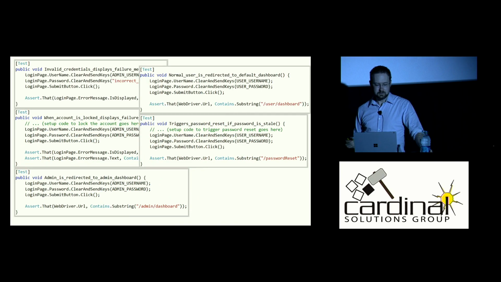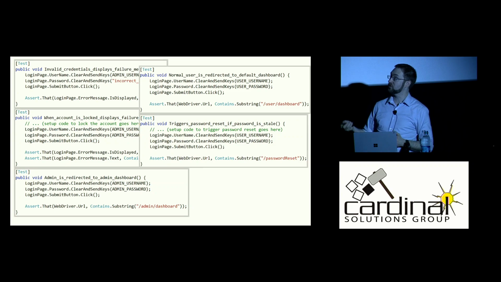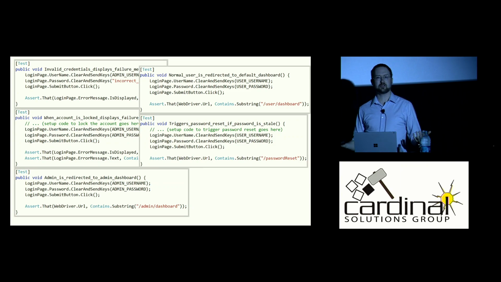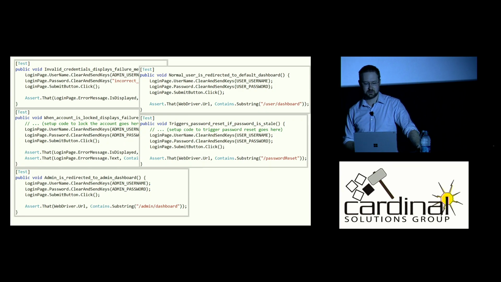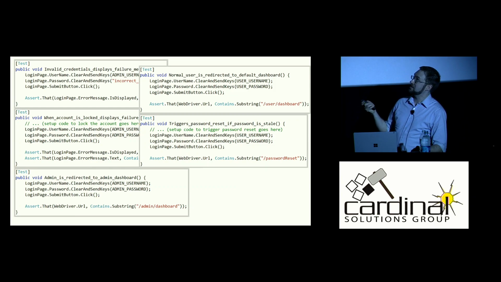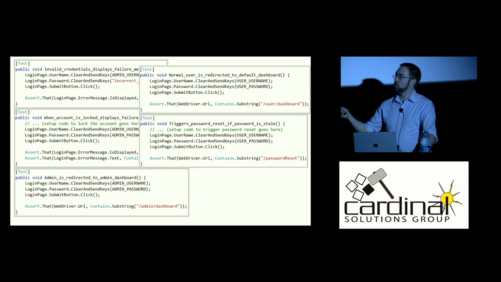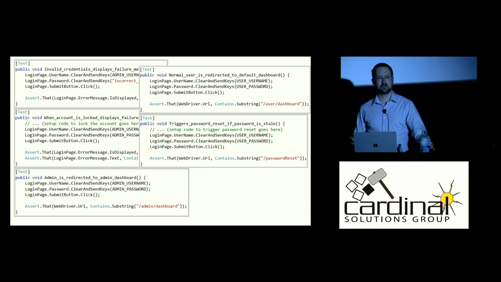implementation. As an example, let's imagine for a moment that I have 5 tests I want to run for the login page. The first one says, if I have invalid credentials, I'm going to get a failed login with a message. If I have valid credentials but the account is locked, I'm going to get a different message. If I log in as an admin user, I get redirected to the admin dashboard. If I log in as a normal user, I get sent to the normal user dashboard. And if I log in and I have not changed my password in over 3 months or whatever, it triggers the password reset.